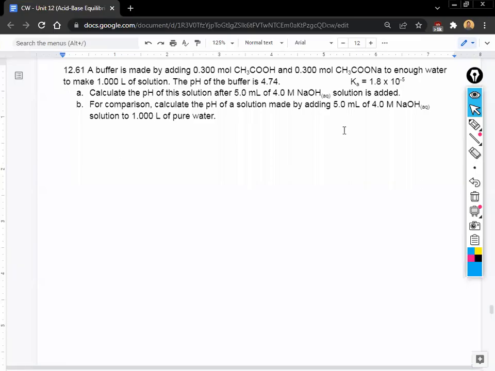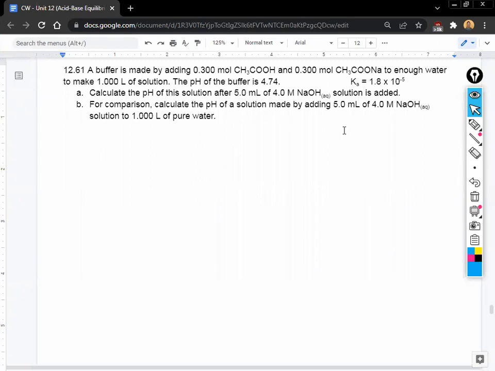Okay, guys, so we're going to get started with 12.61. This one is a behemoth monster titan of a problem. So what I'm going to do is have you get started on it. This is basically similar to what we went over at the end of the last class, so if you feel comfortable, I really encourage you to try it out on your own.